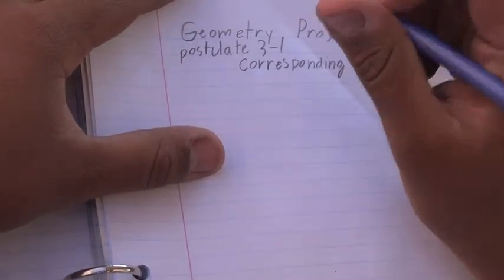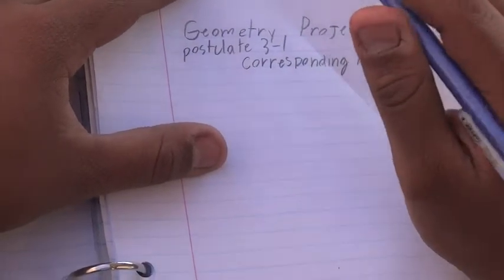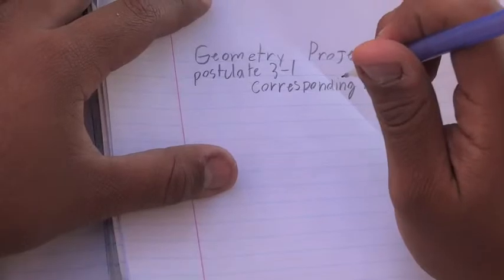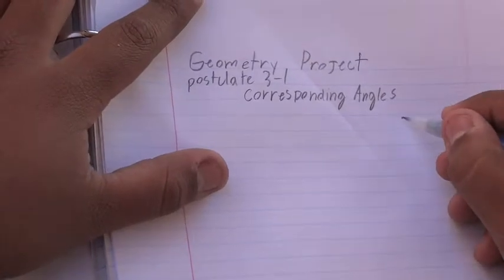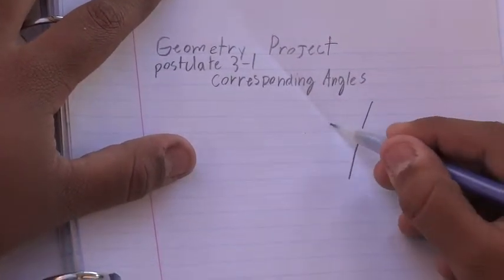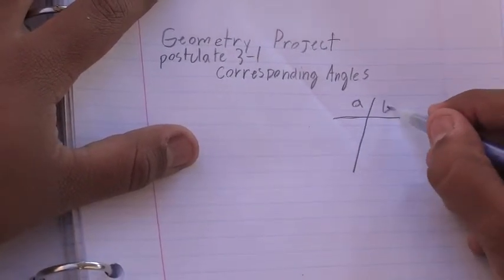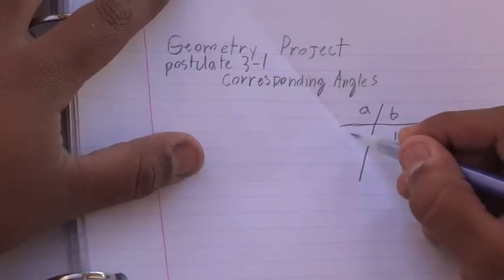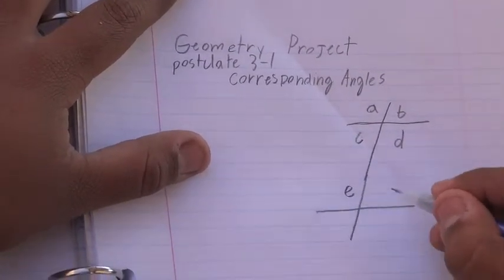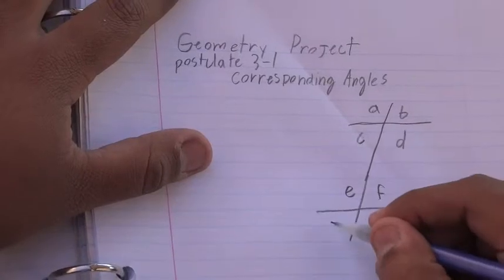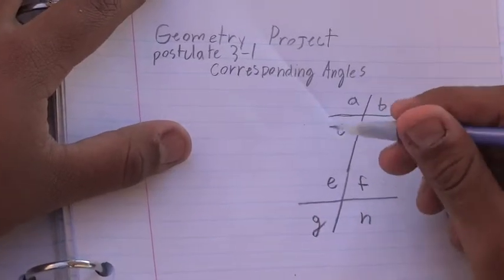Corresponding angles are when two lines are crossed by another line called the transversal. The angles in matching corners are called corresponding angles. I'll do an example. Alright, in this example, these are the corresponding angles.